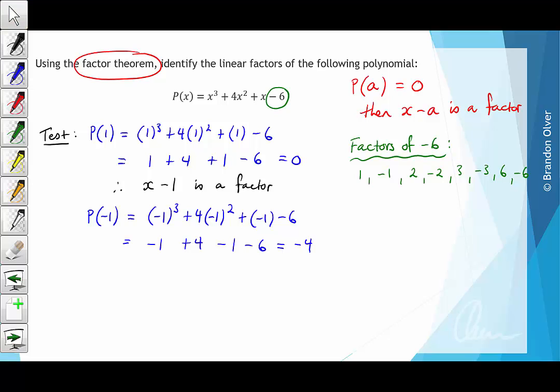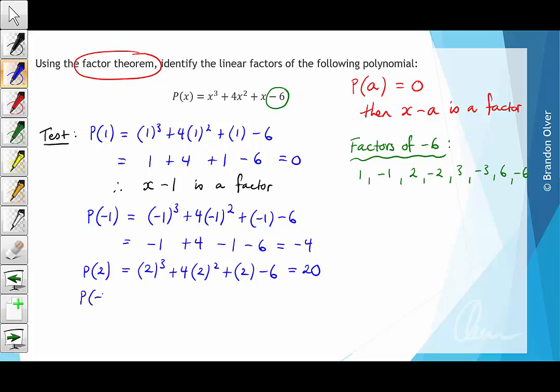So the next one we can do is p of 2. And when we substitute in p of 2, we have 2 cubed plus 4 times 2 squared plus 2 minus 6. And when we evaluate that, we get that that is equal to 20. So that doesn't fit our factor theorem.